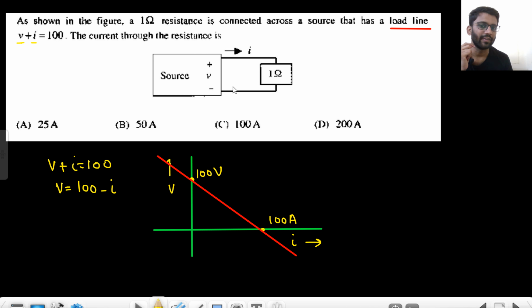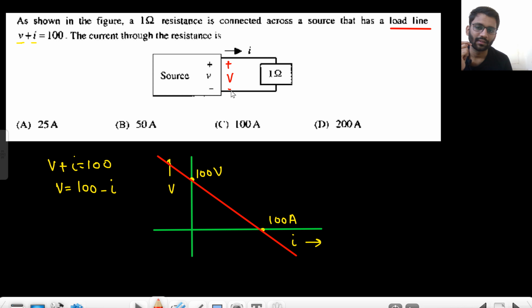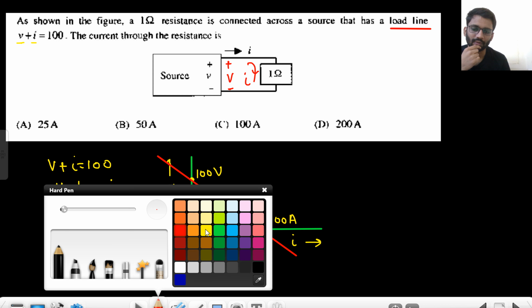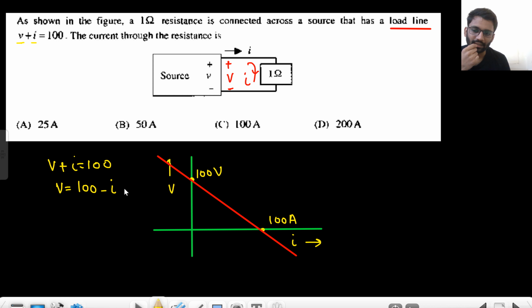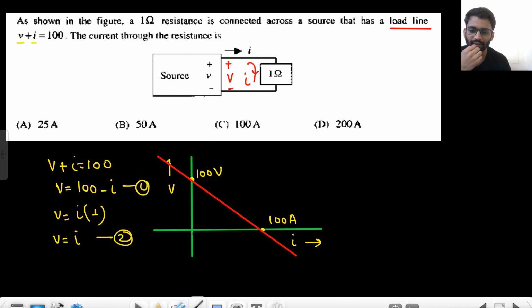There is one more relation between V and I. This is V, and this current is I. The first relation is what we drew, and the second is V equals I into R, basically V equals I. This is the second relation. The graph of V equals I is like this.